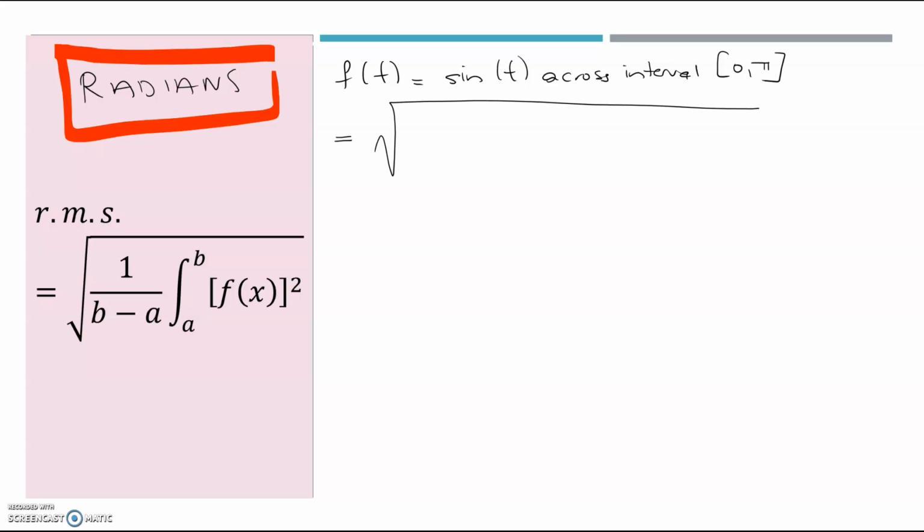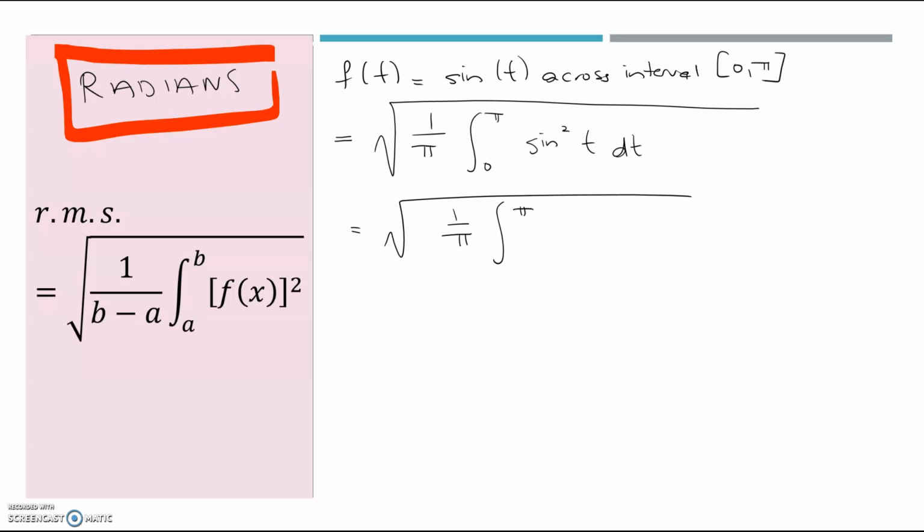Okay, so it's going to be 1 over pi minus 0, which is just 1 over pi, times the integral from 0 to pi. Now, we know that ultimately we're going to have to do a little bit of trig substitution in here. There's a video on that, how to integrate sine squared. So if you don't know, go back and check.